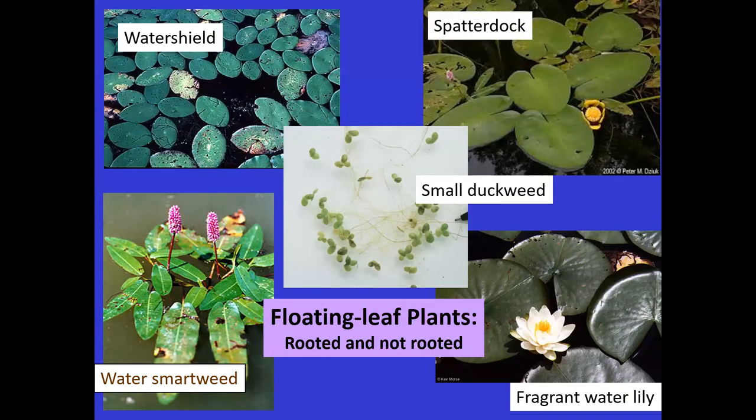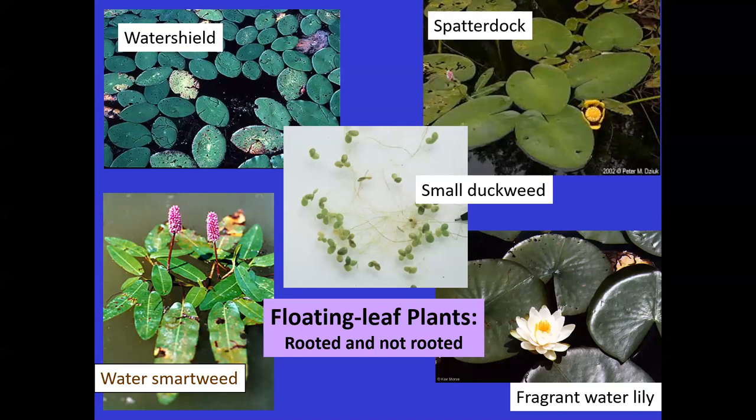Some of the floating leaf plants that we have here include water shield, which is one of my favorites. I saw it was somebody else's favorite too. It has these football-shaped leaves with a stem coming in from underneath. Spatterdock is one of the yellow pond lilies, and it has these heart-shaped leaves. Smartweed down there in the bottom left has floating leaves and has this beautiful plume of pink flowers.